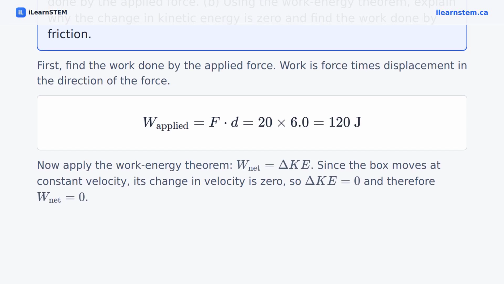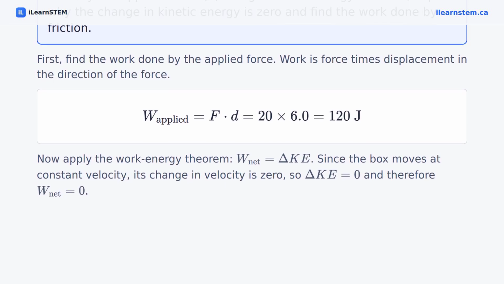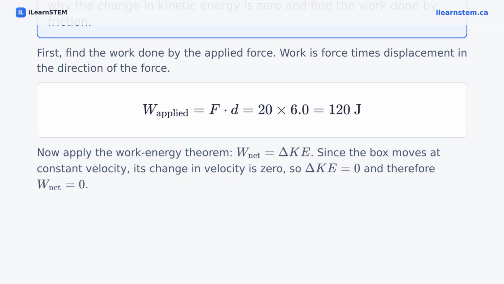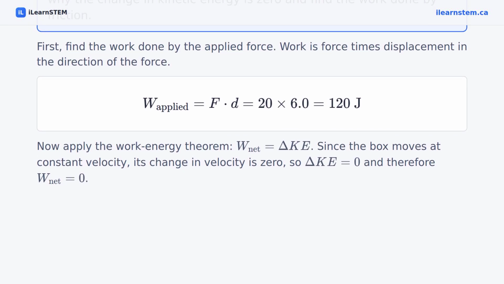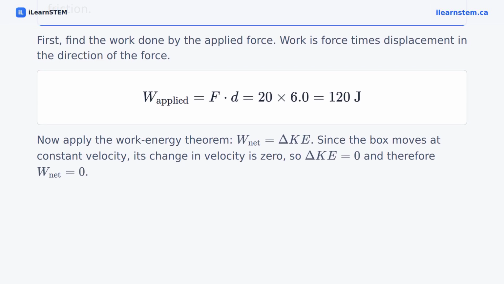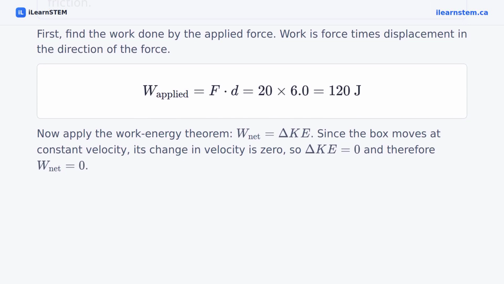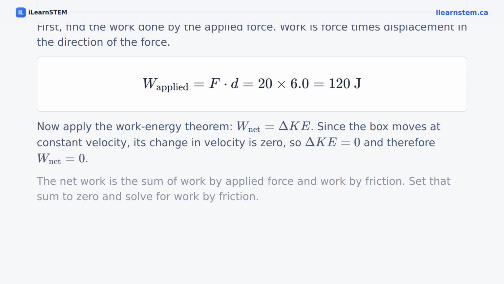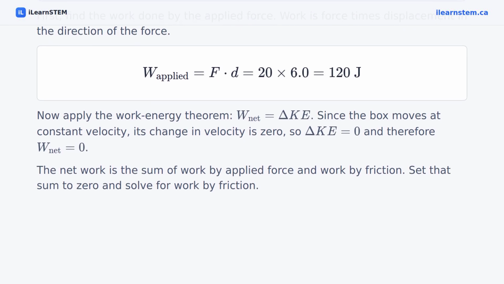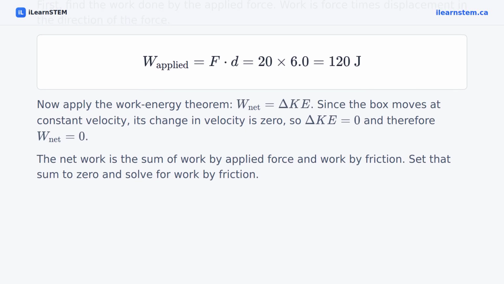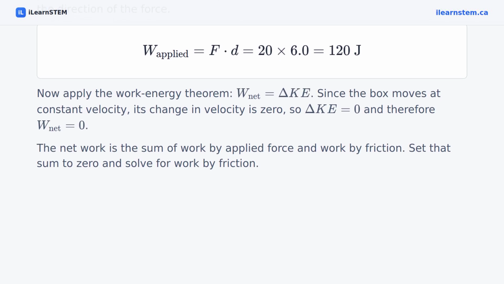Now apply the work-energy theorem. Net work equals change in kinetic energy. Since the box moves at constant velocity, its change in velocity is zero, so change in kinetic energy is zero, and therefore net work is zero. The net work is the sum of work by applied force and work by friction. Set that sum to zero and solve for work by friction.